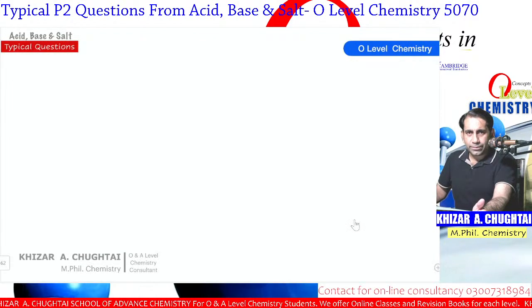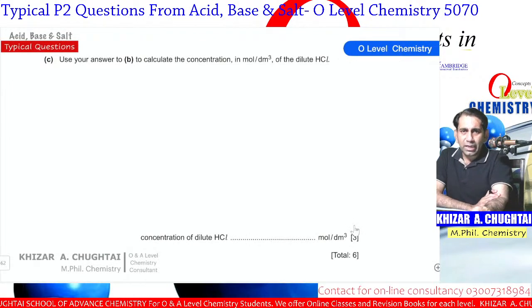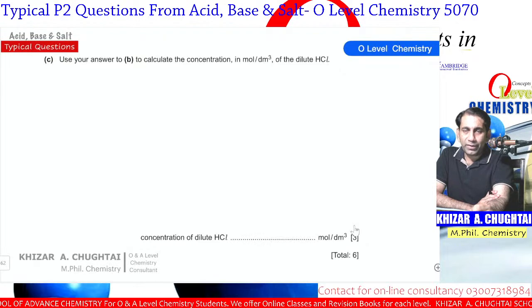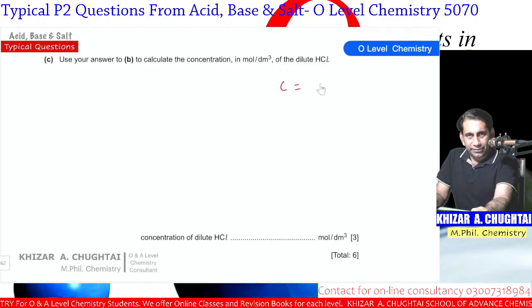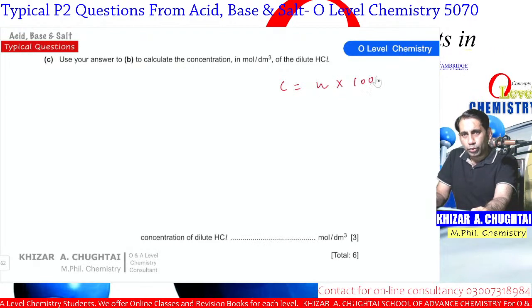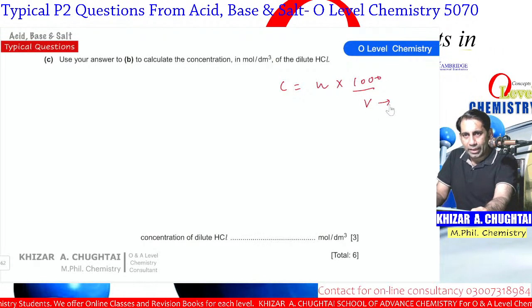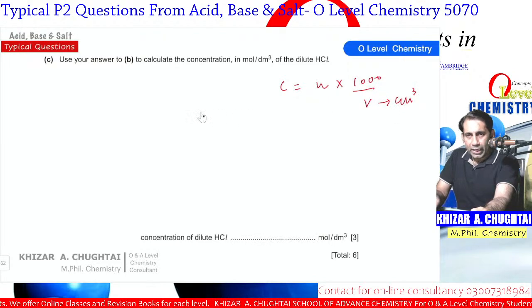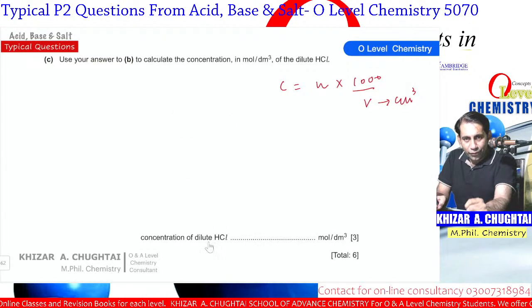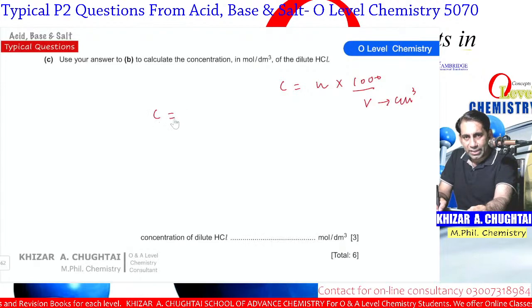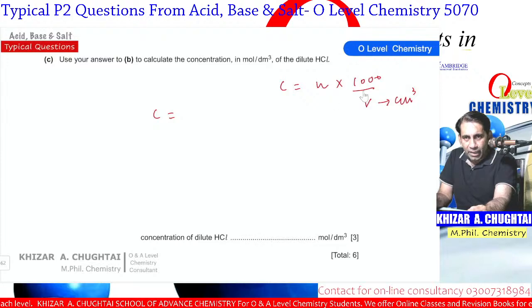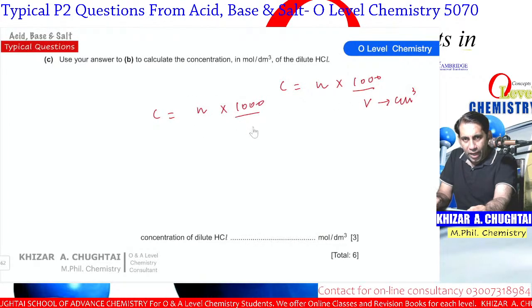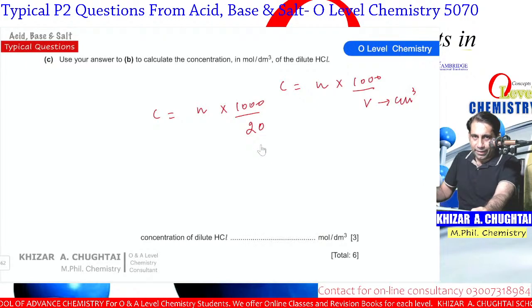The next one is, use answer B to calculate the concentration in mole per dm cube of dilute HCl. So you know the formula is concentration is number of mole into 1000 over V, if the volume is in centimeter cube. And he is asking to find the concentration, so we are going to find the C. We are not having mole at the moment, however, we are having the volume that is equal to 20 centimeter cube.